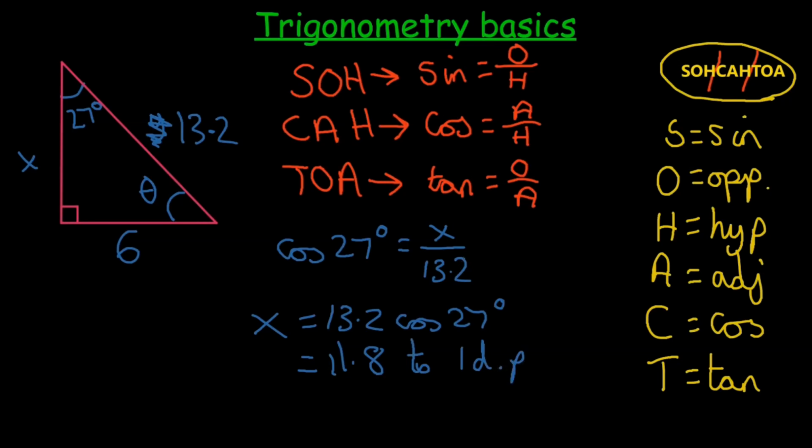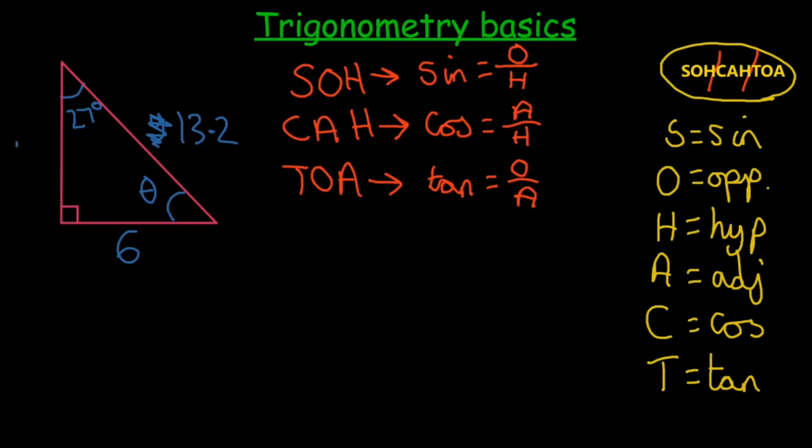Now, I didn't use the full calculator precision here. The real answer was 13.1 something something something. In your exams, use the full calculator precision. Otherwise, you will propagate errors through, and this may be 0.1 off, and you'll lose a mark for it. So be careful with that. So now we know this is 11.8.